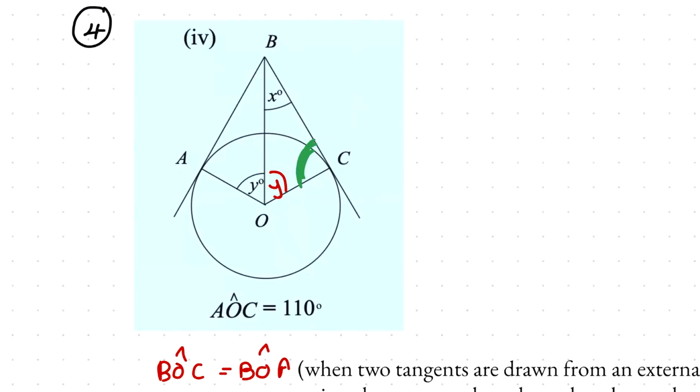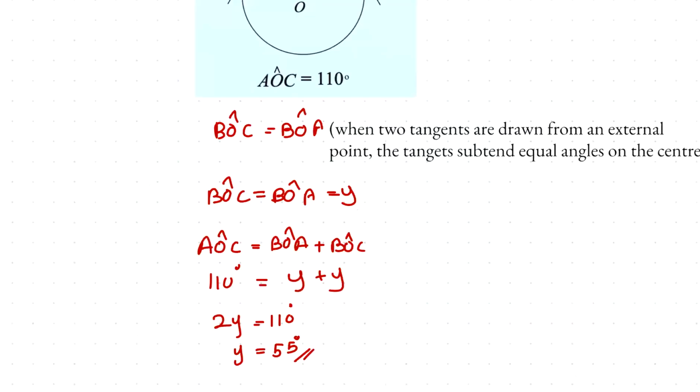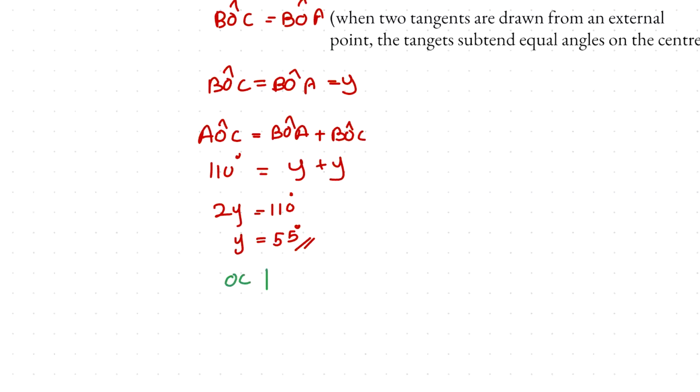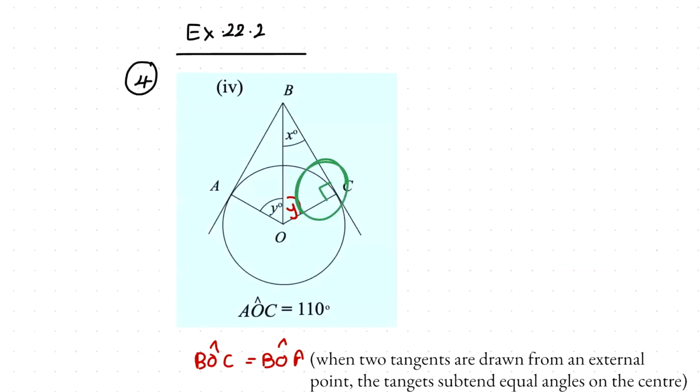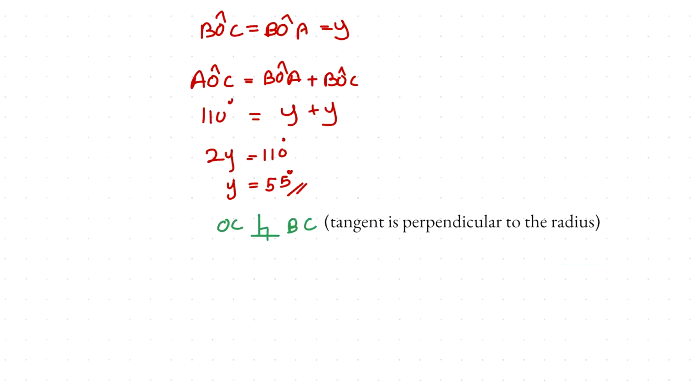So 90 degrees comes here. Let me write that at the start. OC is perpendicular to BC. Reason is tangent is perpendicular to the radius. So because of that, this angle BCO becomes 90 degrees. Therefore, because of the perpendicular, BCO is 90 degrees.